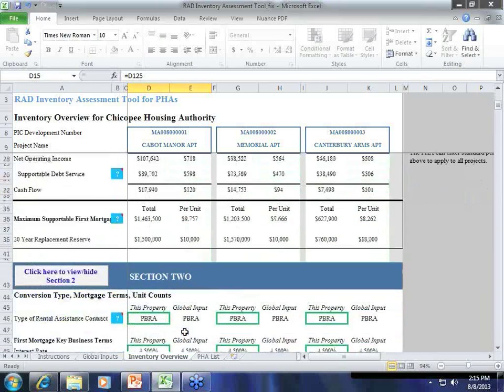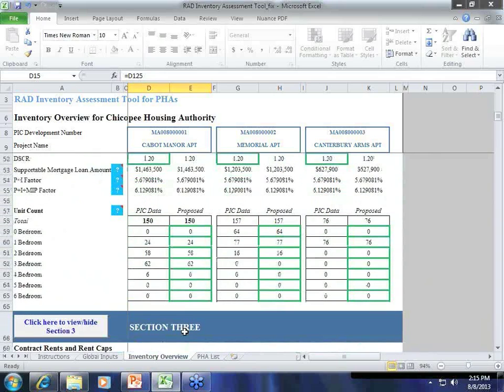So I'm going to scroll down to rows 58 through 65, where it tells me the actual unit breakdown of these 150 units. And let's say I only wanted to convert the 2-bedroom and the 3-bedroom units. The 1-bedrooms were a separate building that housed disabled tenants. So just converting the 2s and the 3s.